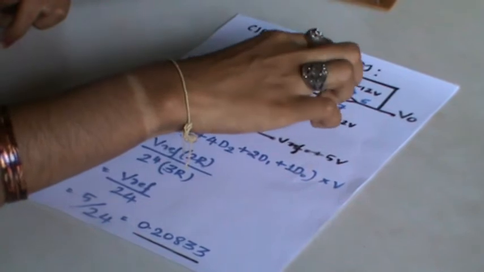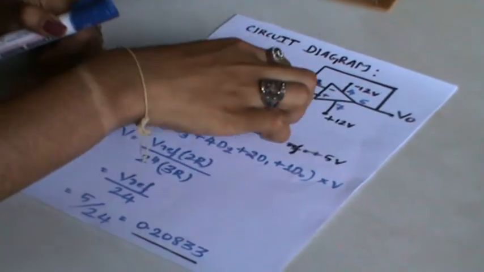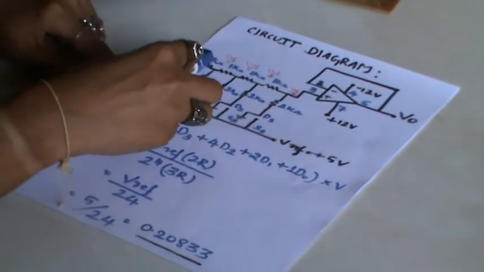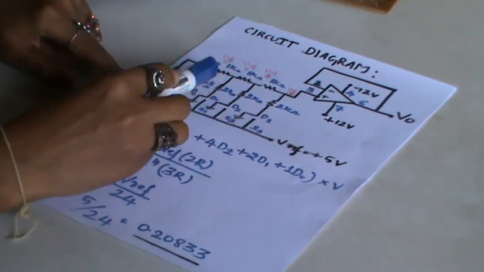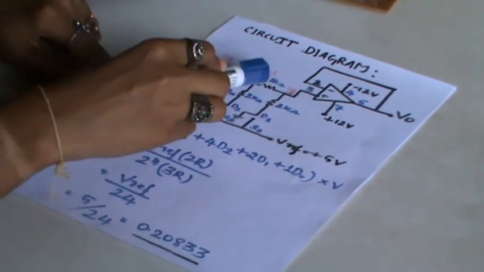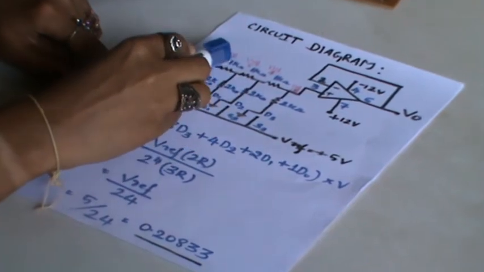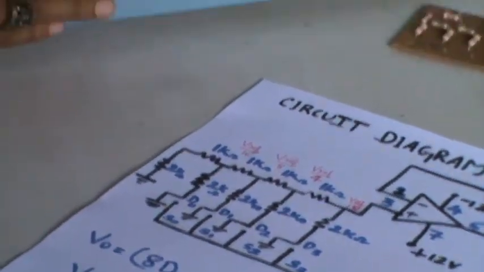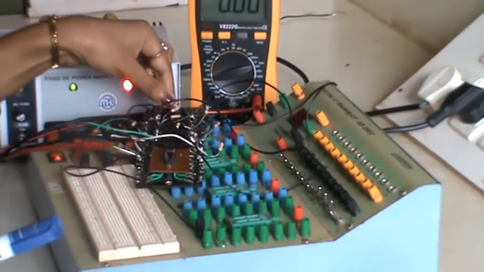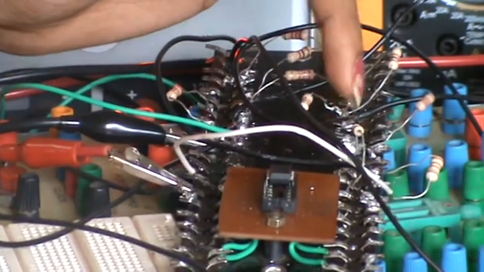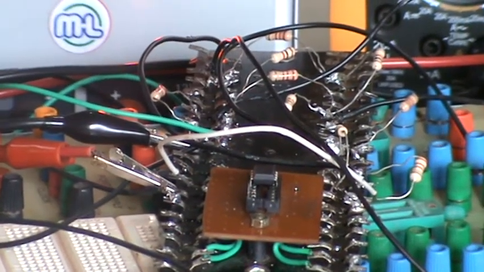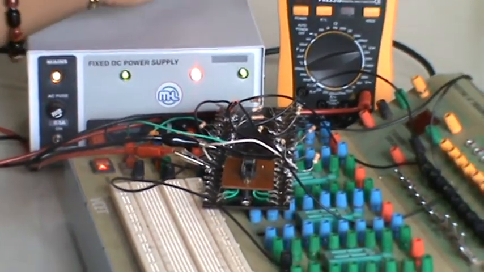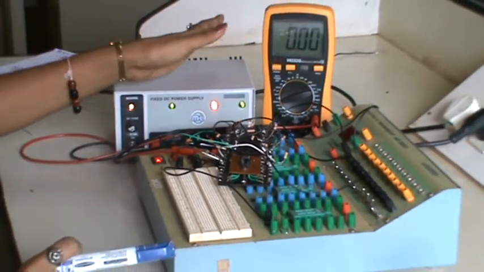This op-amp is just a summing circuit, whereas this part is your R2R ladder network. Since this R2R ladder network uses 1 kilo ohm as well as 2 kilo ohm, that is, only two resistor values, it is called an R as well as 2R DAC. In this circuit you can see the circuit is designed on the tag board here. You can see the resistors connected as well as the op-amp. The 12 volt supply is provided from the fixed DC power supply. This is the multimeter through which we measure the output voltage.